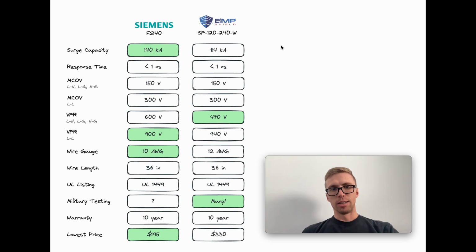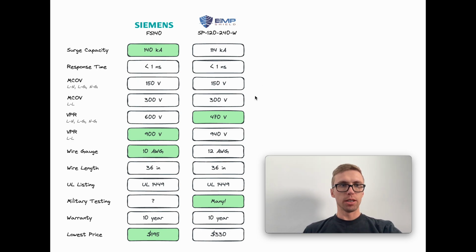So looking at both units, they're actually very comparable. They both seem like very high quality. Where the FS140 shines, it has the higher surge capacity, 140,000 amps. It has a slightly lower VPR for line to line. It has thicker wire gauge and it's the lowest price.